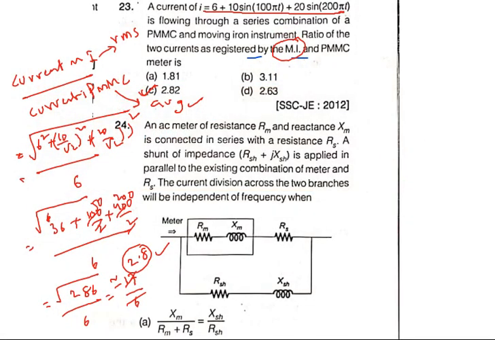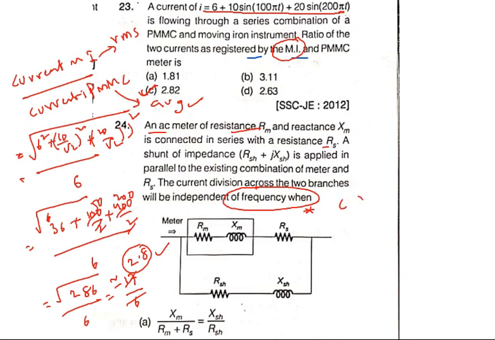Next question. An AC meter of resistance RM and reactance XM is connected in series with a resistance RS. A shunt of impedance RSH plus jXSH is applied in parallel to the existing combination of meter and RS. The current division across the two branches will be independent of the frequency. Very important: in which case will it not depend on frequency?